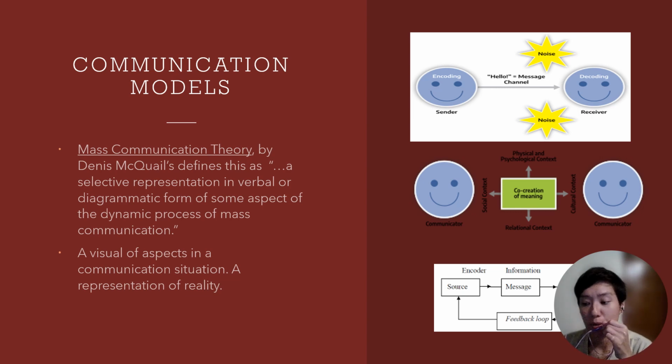Let's first refresh our memory and revisit communication models and what they are. What is a communication model? According to Dennis McQuail's book, Mass Communication Theory, a communication model is a selective representation in verbal or diagrammatic form of some aspect of the dynamic process of mass communication. That's a mouthful, but simply put, it's a visual of aspects in a communication situation, or according to our book, a representation of reality.